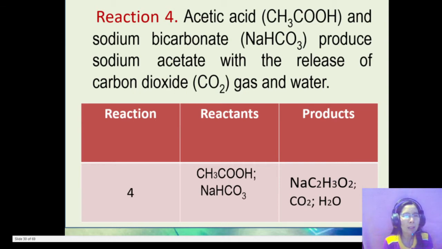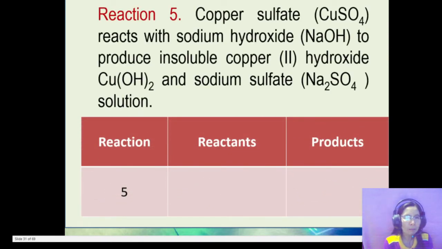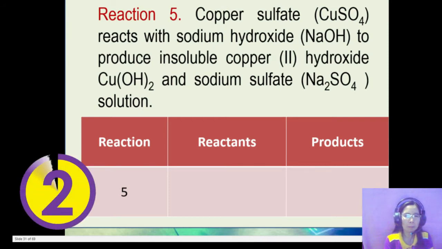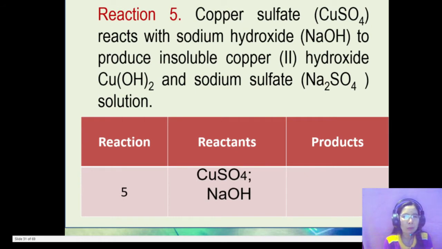Let's have the last chemical reaction, reaction number 5. Can you still remember reaction number 5? It's a combination of copper sulfate and sodium hydroxide. So, 2 seconds for you to identify the reactants and the products in reaction number 5. Start now. Okay, let's check your answers. We have 2 reactants.